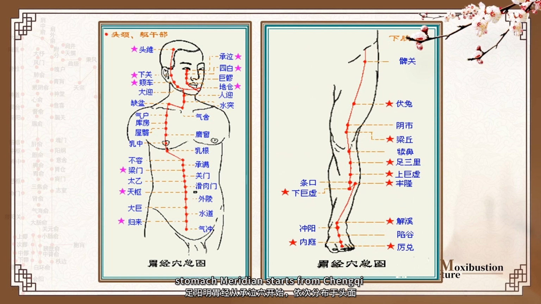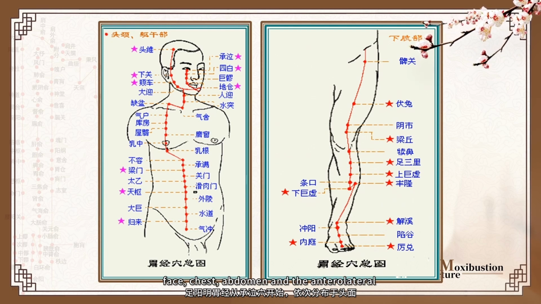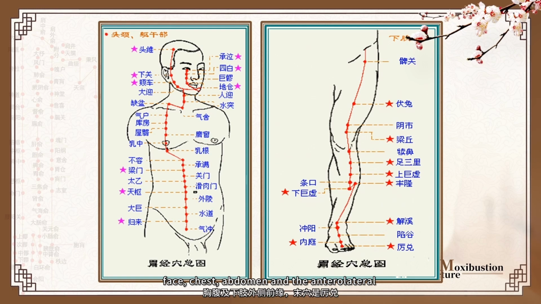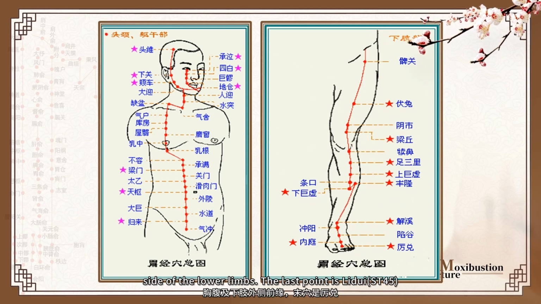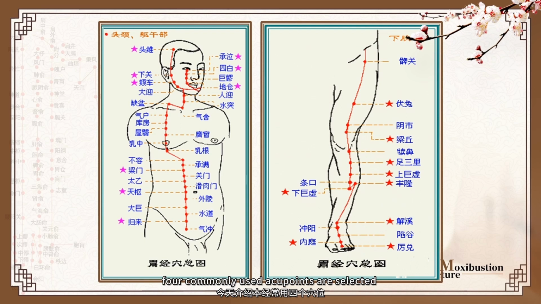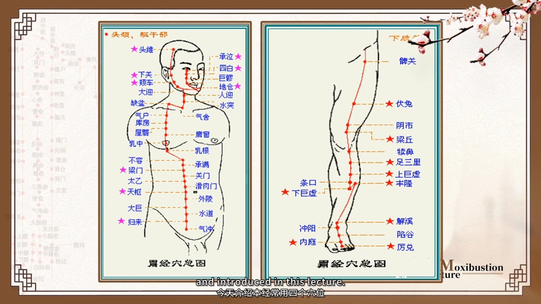The stomach meridian starts from Cheng Qi, followed by points located on the head, face, chest, abdomen, and the anterior lateral side of the lower limbs. The last point is Li Dui, stomach 45. Four commonly used acupoints are selected and introduced in this lecture.